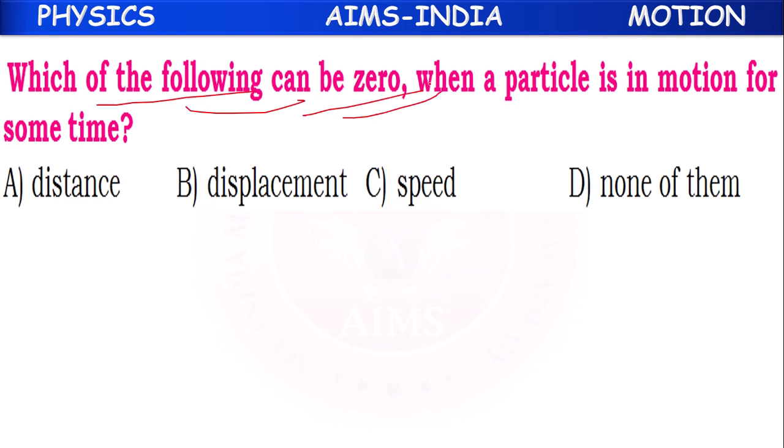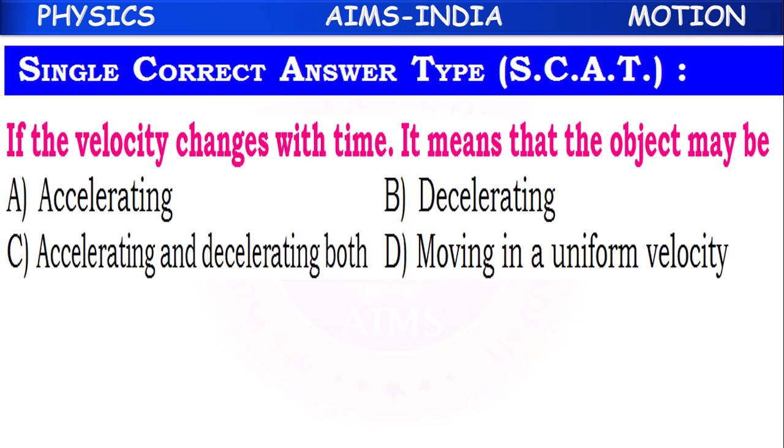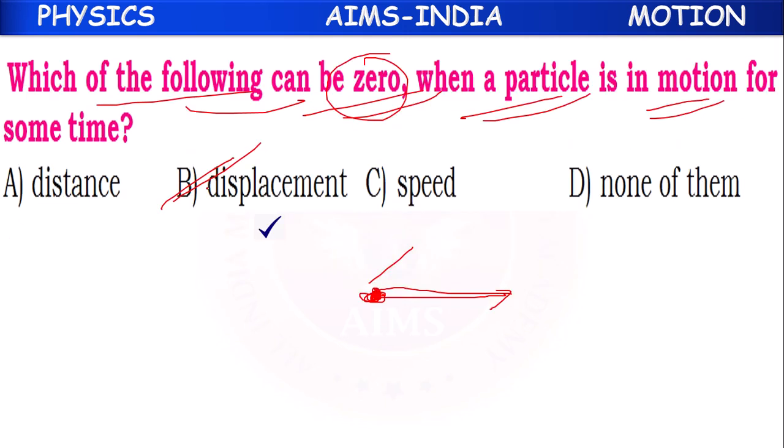Which of the following can be zero when a particle is in motion? The answer, children: displacement can be 0, because if a body starts from a point, goes in a straight line forward and comes back to the same point, the initial point and final point are same, so displacement is 0. So B option is the correct answer.